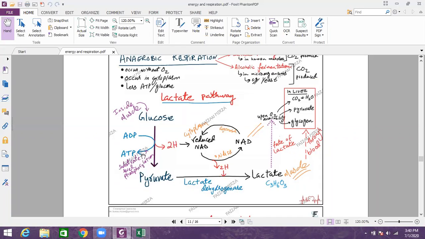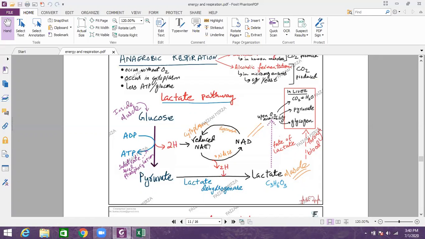Now, the hydrogens which are removed from glucose are added to NAD and it becomes reduced NAD within the cytoplasm. Since reduced NAD cannot enter into the mitochondria since oxygen is not available, reduced NAD must stay within the cytoplasm and get regenerated.